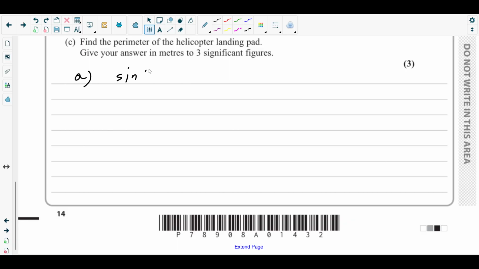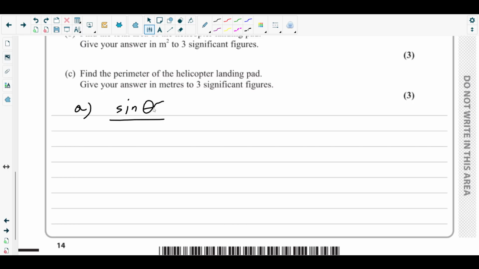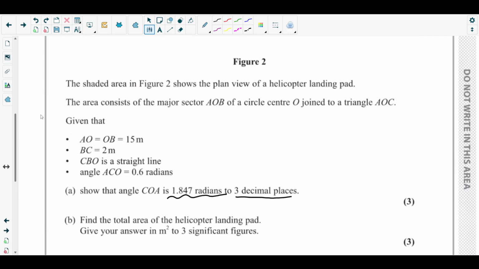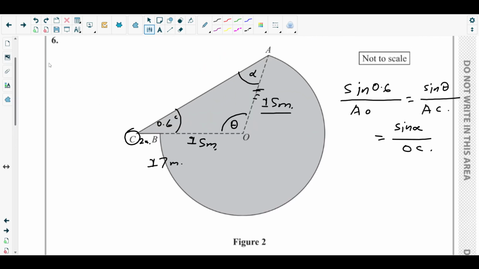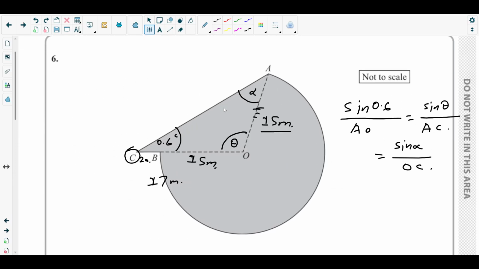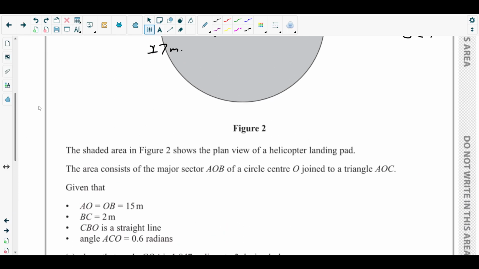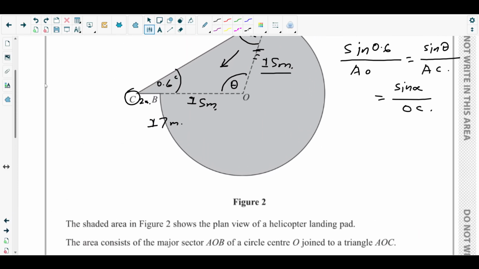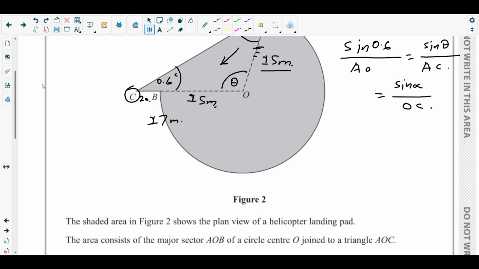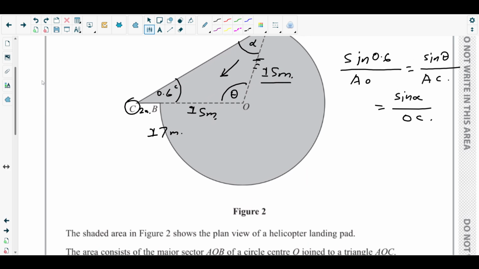So sine theta, that's the unknown angle. Sorry, that would be alpha. This is alpha. Okay. So sine alpha over the opposite side, which is 17 meters. You can see this is sine alpha, the opposite side is 17 meters. Sine alpha over 17 is equal to sine 0.6 radians over 15. Okay, keep in mind the angles are in radians, so don't forget to convert your calculator mode to radians.